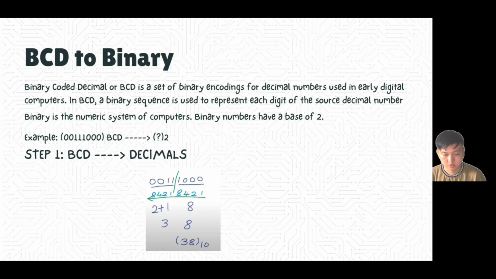First we'll multiply the first group. 0 times 1 equals 0. 0 times 2 equals 0. 4 times 0 equals 0. Then 1 times 8 equals 8. So the sum of this is 8. In the second group, 1 times 1 equals 1. 1 times 2 equals 2, 4 times 0 equals 0, 8 times 0 equals 0, so 2 plus 1 equals 3, so the decimal number is 38 base 10.